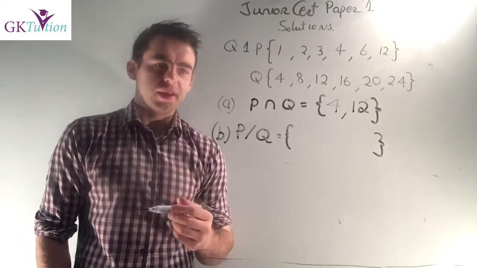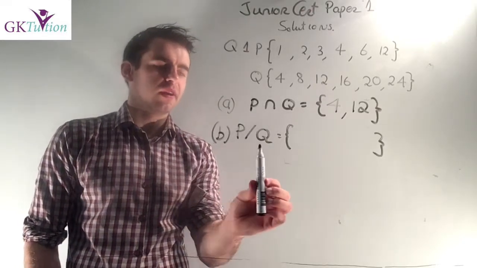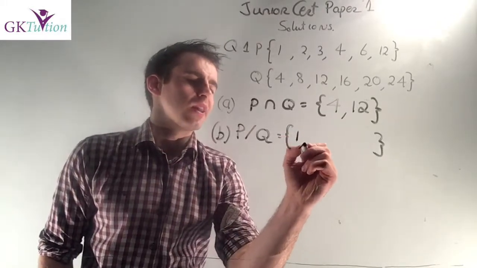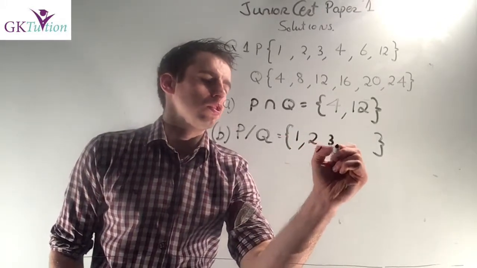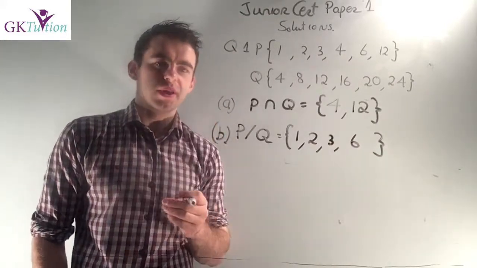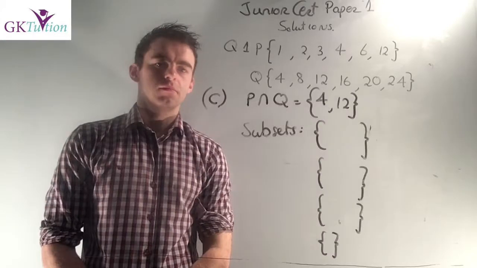And for part B, I've been asked for the elements of P that aren't elements of Q. So the things that are elements of P but aren't elements of Q are 1, 2, 3, and 6. So these are my answers for A and B. Now let's look at part C.